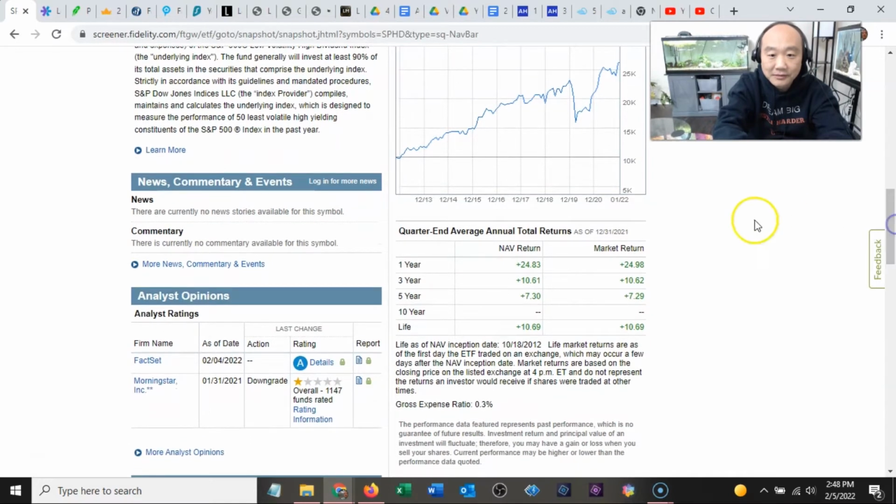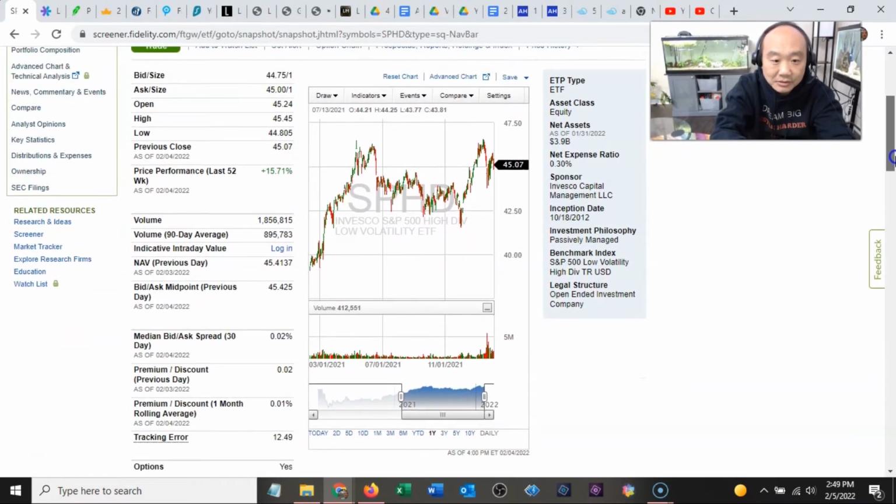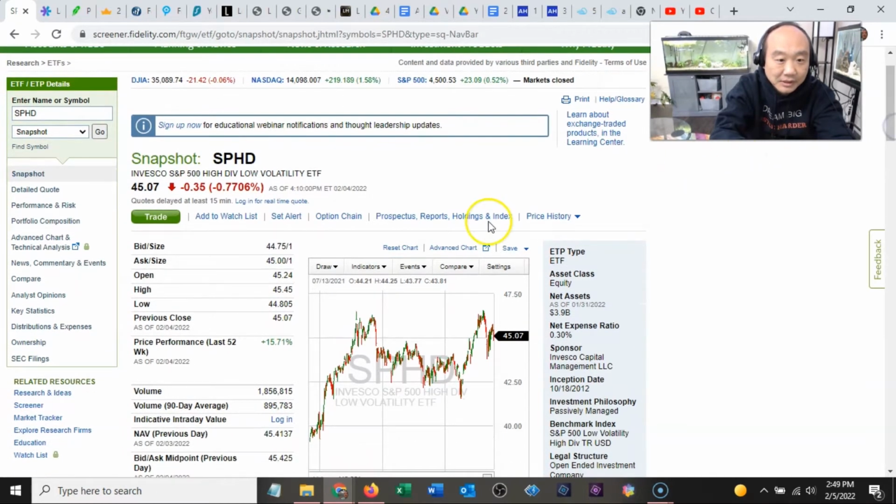Okay, take a look at the quarter-end average returns. So 1 year is 24.83%. The market return is 24.98, so it's pretty close. 3-year, 5-year, pretty close, and the life is pretty close here. Gross expense ratio 0.3%. Got about $4 billion of net assets, which is good. The benchmark index is the S&P 500 Low Volatility High Dividend USD.